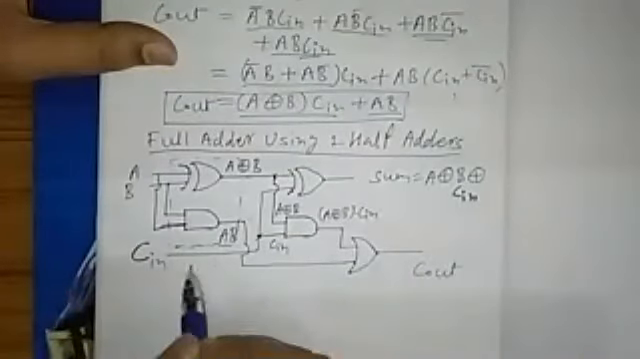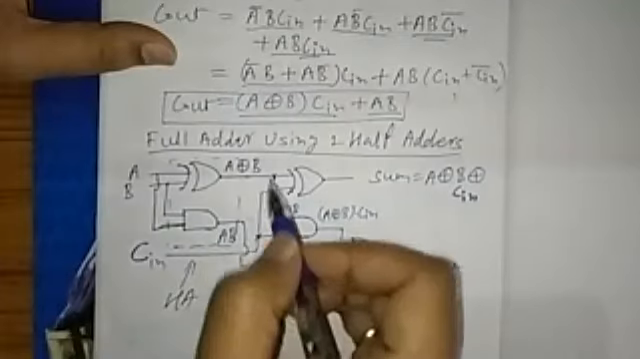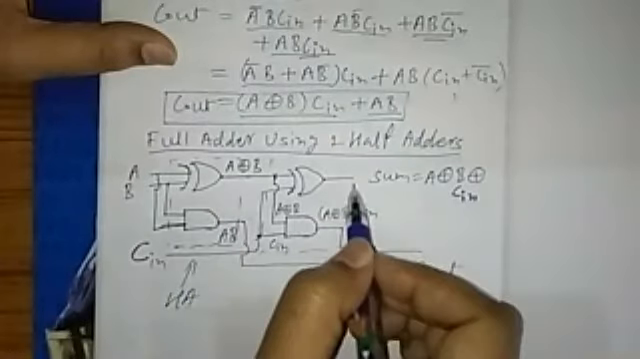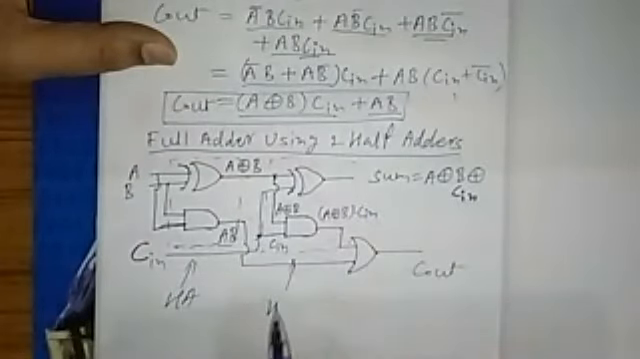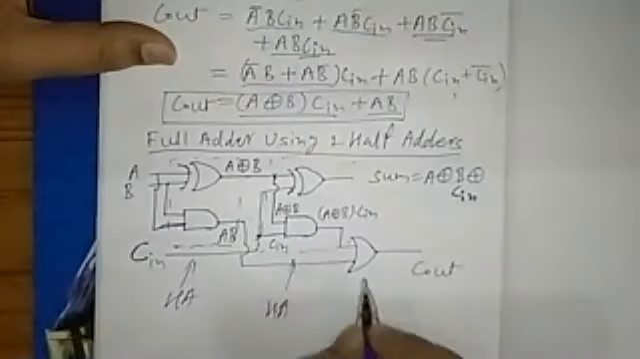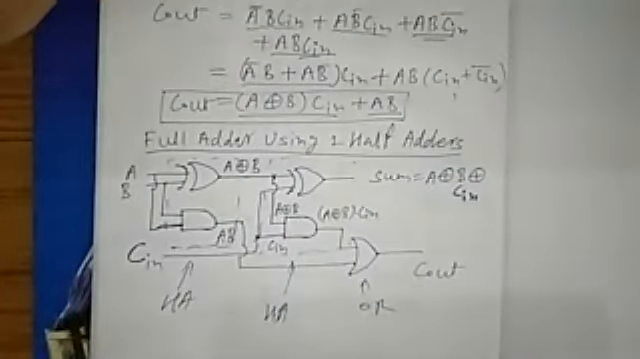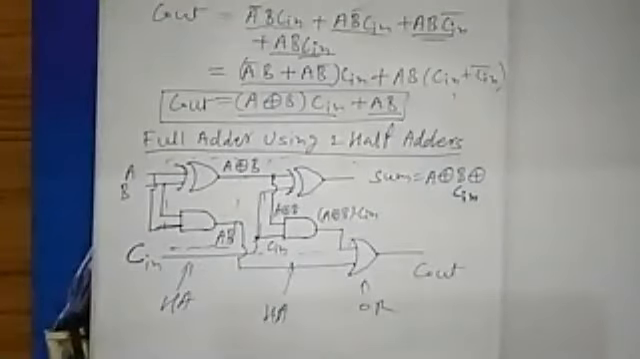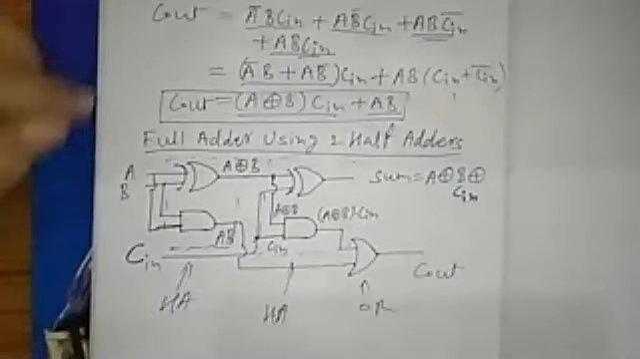This is a half adder, and one more half adder is here. One more half adder is here, and then one OR gate is required to implement a full adder using two half adders. Understood this?